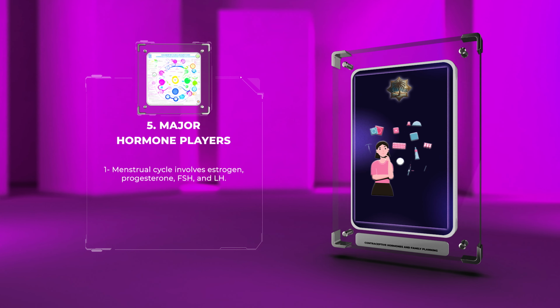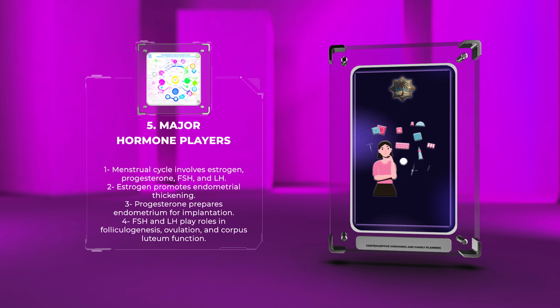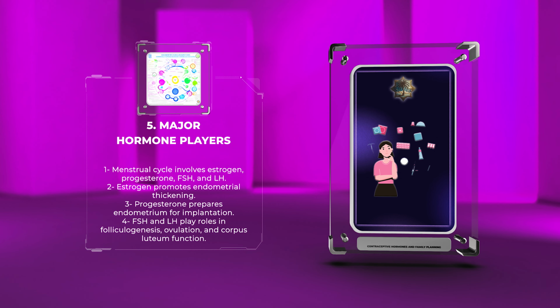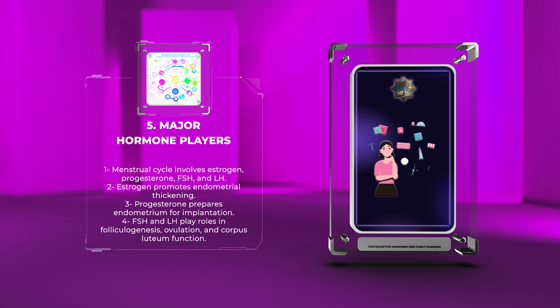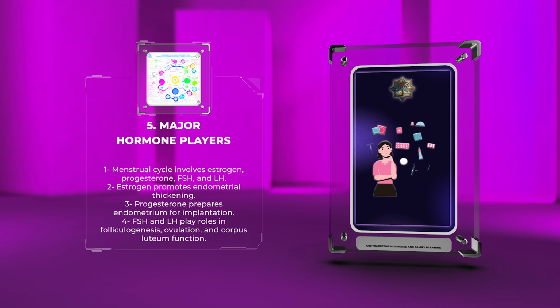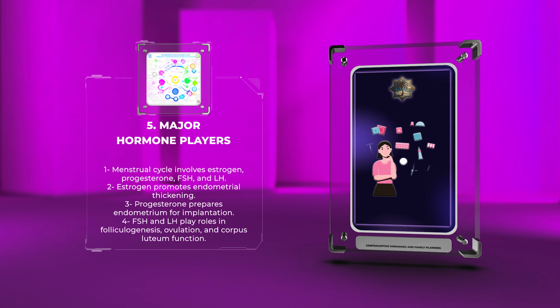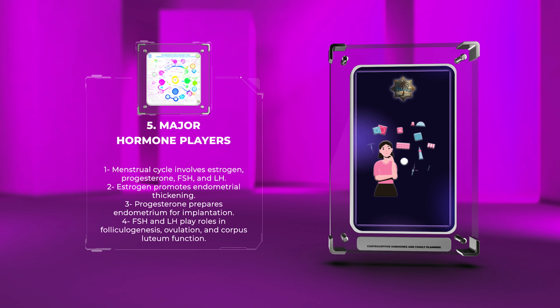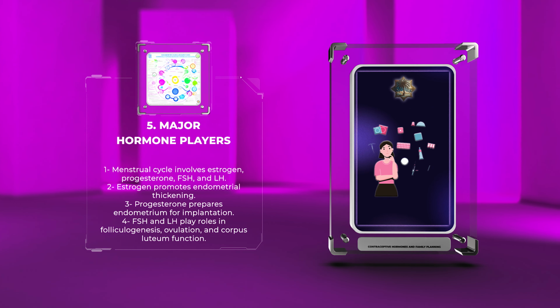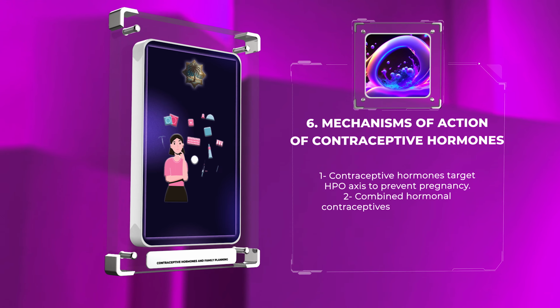The menstrual cycle involves several key hormones, including estrogen, progesterone, FSH, and LH. Estrogen, primarily produced by the ovaries, promotes the thickening and proliferation of the endometrium. Progesterone, secreted by the corpus luteum, prepares the endometrium for implantation. FSH and LH play vital roles in folliculogenesis, ovulation, and corpus luteum function. Contraceptive hormones target the HPO axis to prevent pregnancy.